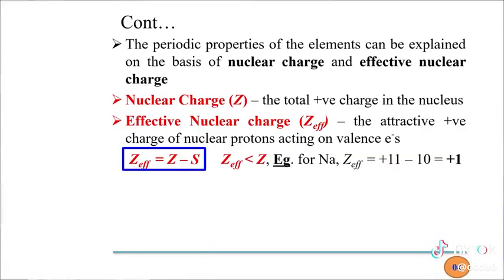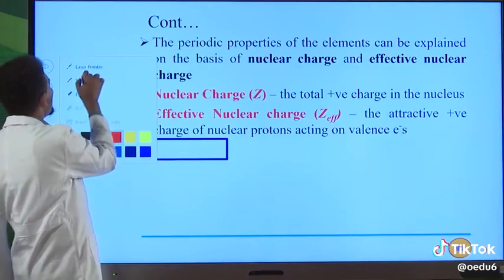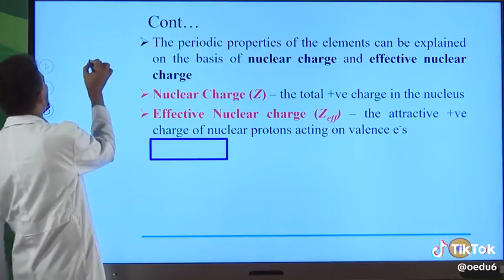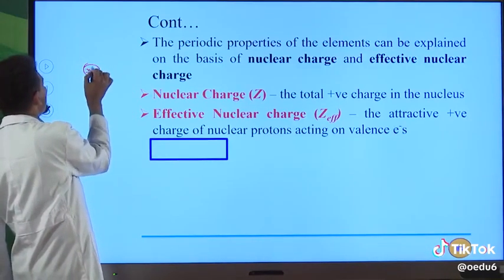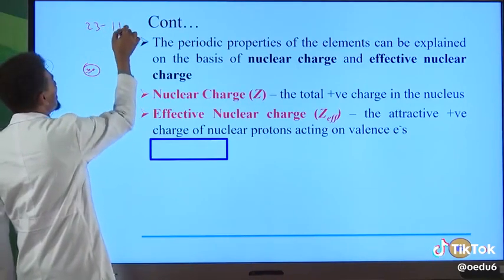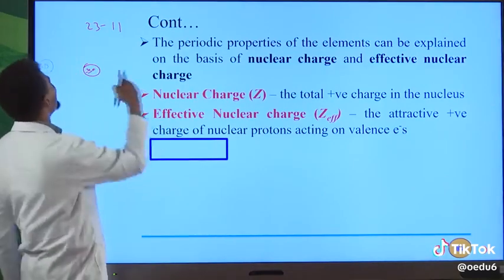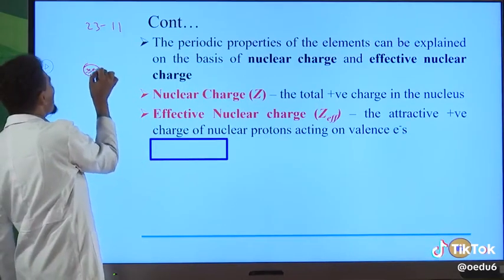For example, let us calculate the effective nuclear charge for the sodium atom. The nuclear charge for sodium is plus 11, the number of protons in the nucleus, minus 10. What is 10? The inner electrons. We can easily draw the Bohr diagram for the sodium atom. The total number of electrons for this neutral atom is 11. This is the nucleus. In the nucleus we have 11 protons and also neutrons. The mass of sodium is 23, so 23 minus 11, atomic mass minus atomic number, gives the number of neutrons: 12 neutrons in the nucleus.